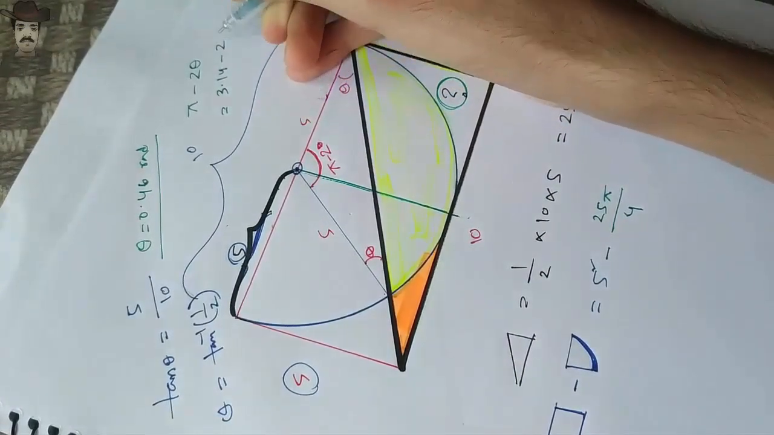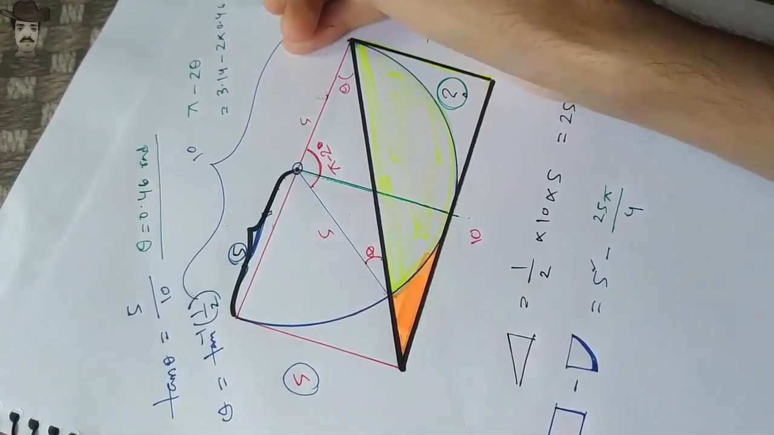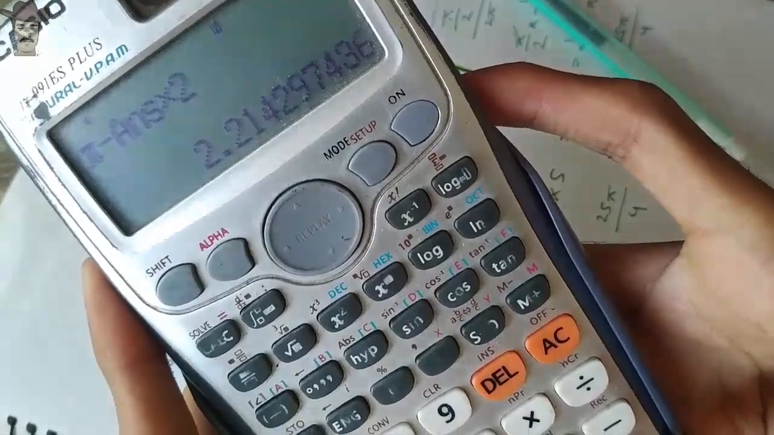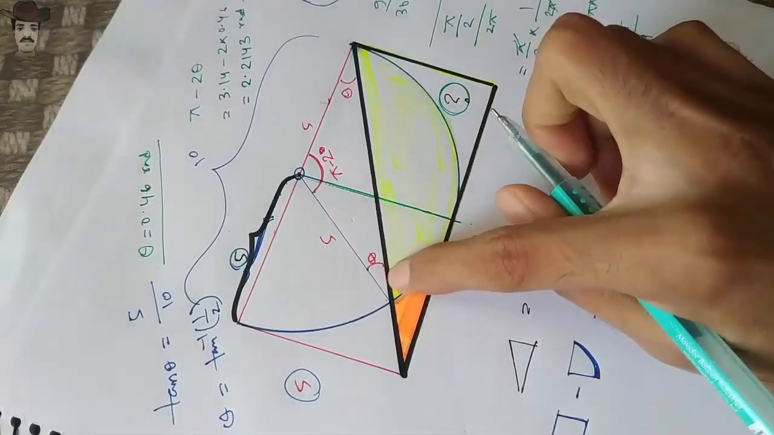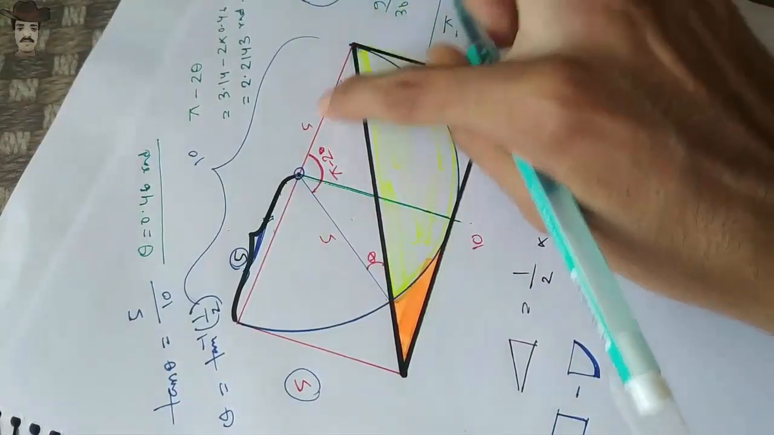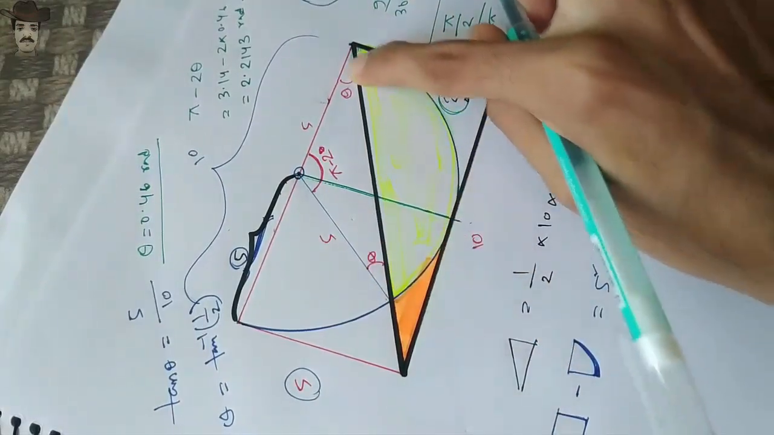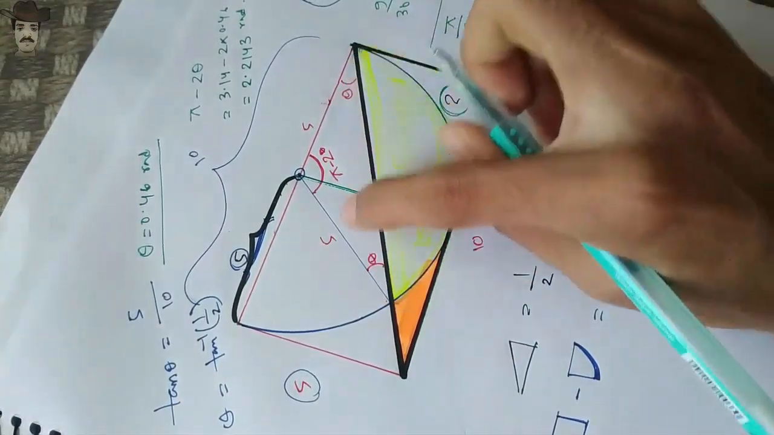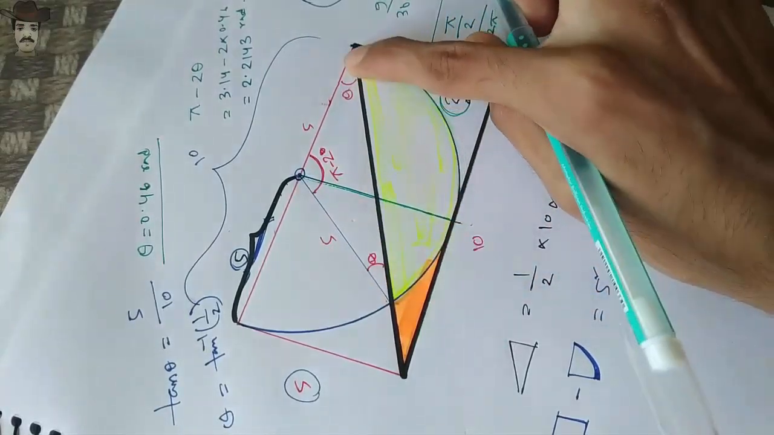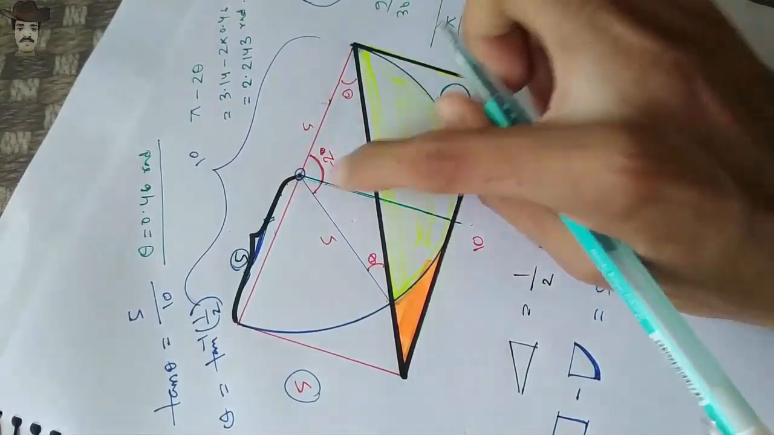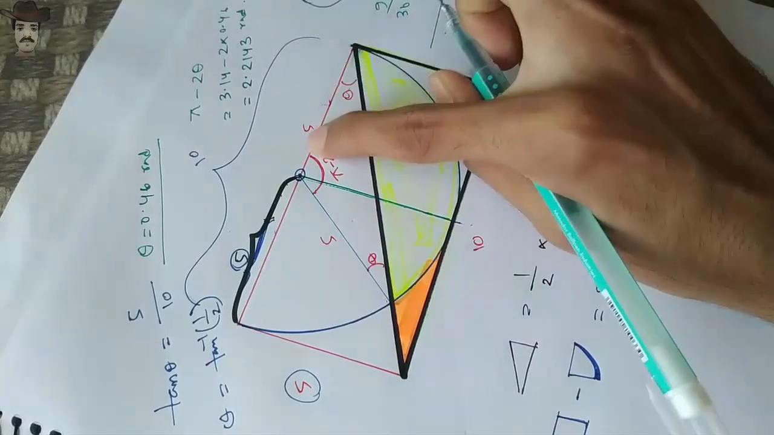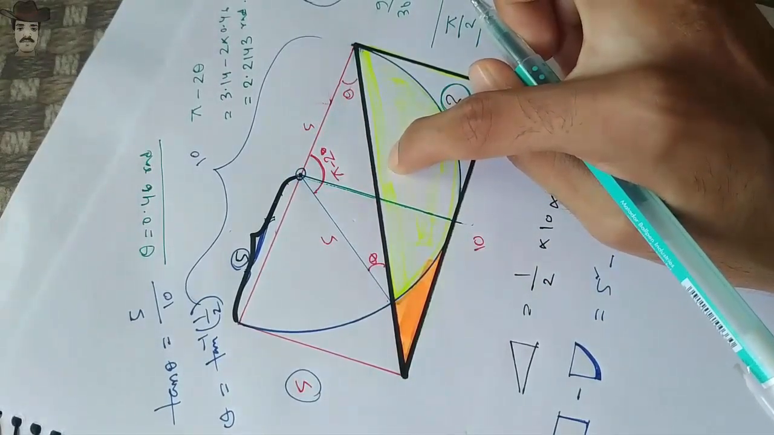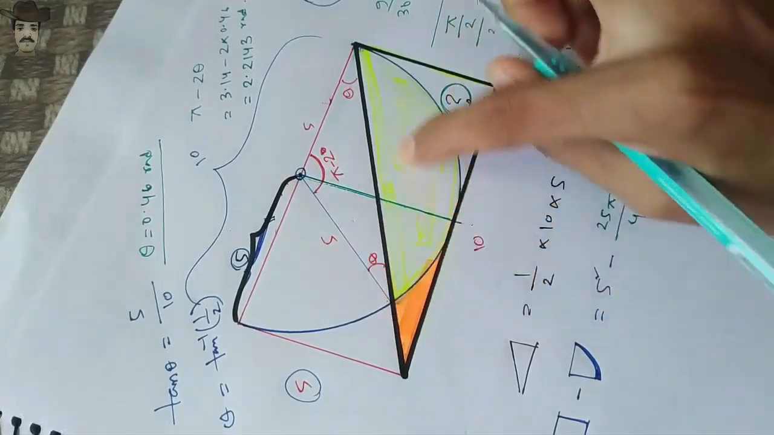3.14 minus 2 into 0.46 gives 2.214. Now we can easily find out this area, but we only need this portion. So after finding this circular sector, we have to subtract this triangle from it. Then we'll get this green region. So let's first find out this circular sector.